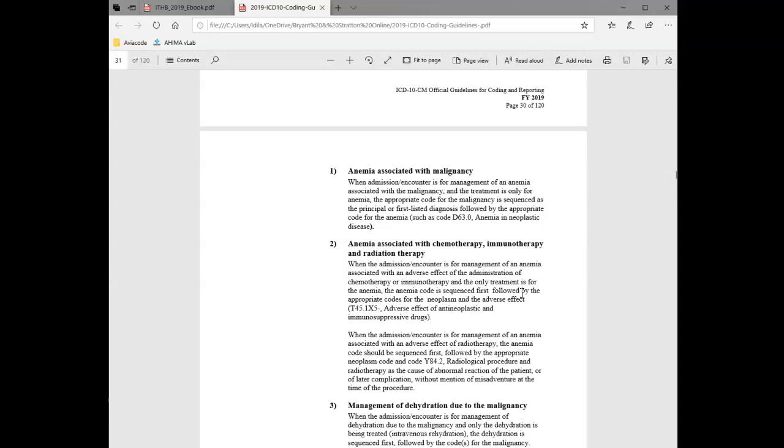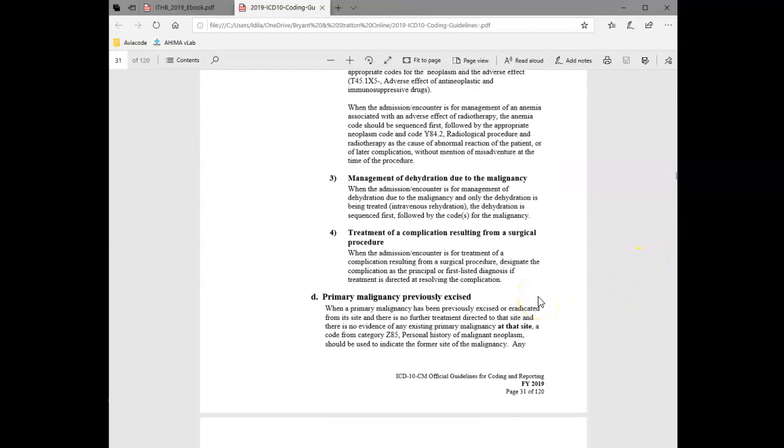How do we code various complications due to chemotherapy or radiation associated with a malignancy? How do we code anemia associated with malignancy, which happens to be different than all the other types of complications we could have for a neoplasm? So pay close attention to the various directions that you're going to find in these sections.